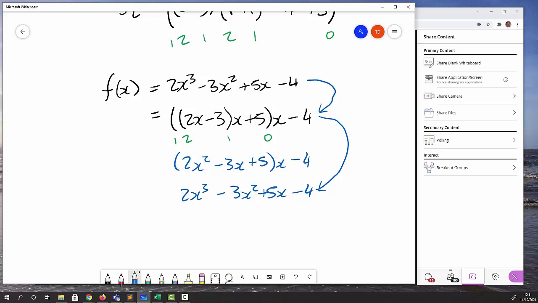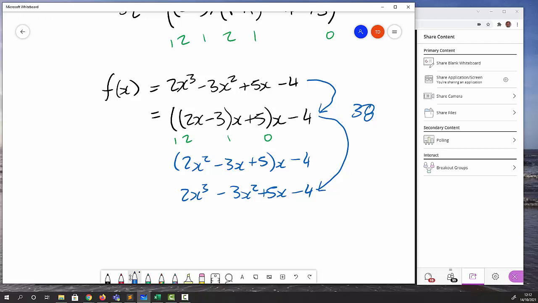So 2 times 3 is 6 minus 3 is 3. 3 times 3 is 9. 9 plus 5 is 14. 14 times 3 is 42. Minus 4 is 38. Okay, so there, 38. There's your answer without even a sniff of a calculator. Okay, that was not hard calculations to do.